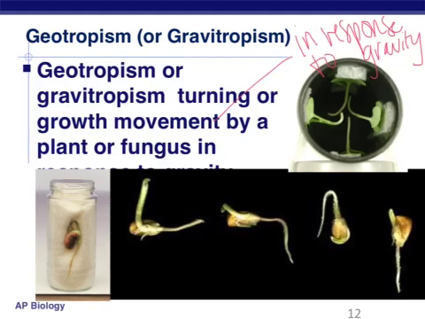A good example is when seeds are germinating, the roots always grow down. Well, they grow down because they're growing in the direction of geotropism, whereas the shoots grow up because they're growing in the direction of phototropism.